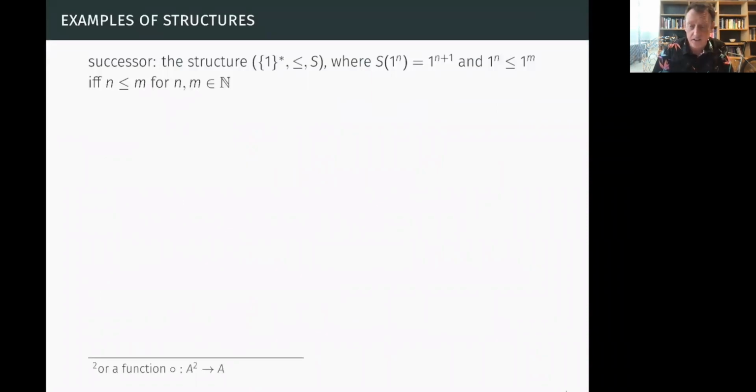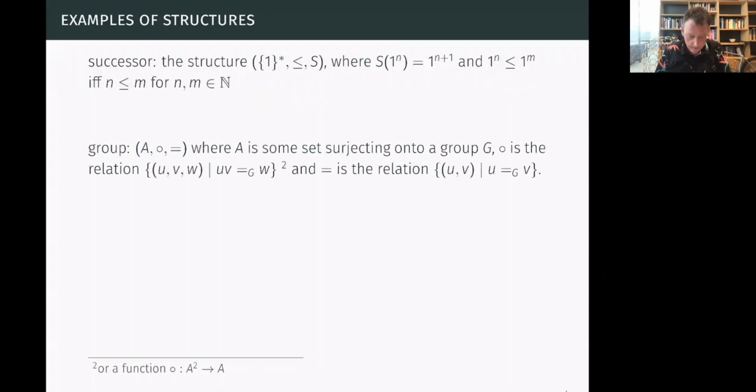Let me give some examples of structures. So we're kind of moving a bit into logic here. So the successor structure consists of all unary numbers. And then you've got a relation less than or equal to, and you've got a function, successor. The successor is a function which takes a unary number and returns the unary number plus 1. And of course, less than or equal to is just less than or equal to. So that would be an example of a structure which logicians might care about.